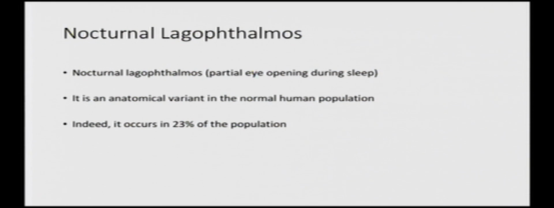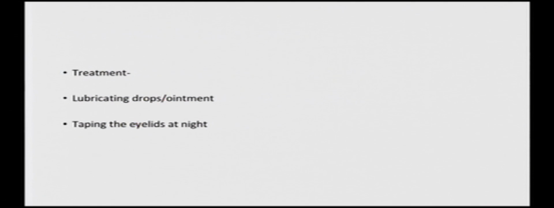And this is another condition known as nocturnal Lagophthalmos, which is generally present in the normal population also. Here the patient has partial opening of the eyelid at night, and generally the patients are normal. There is no symptom as such, but on slit lamp examination you can see some punctate epithelial erosions on staining. The treatment is generally lubricating eye drops or taping of the eyelid at night.